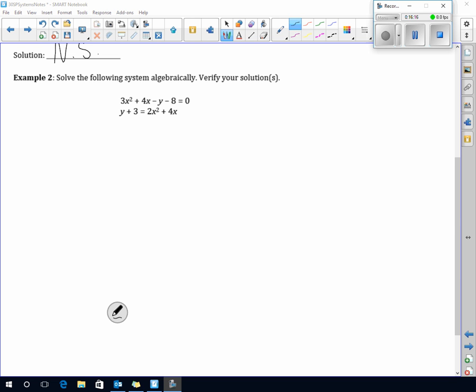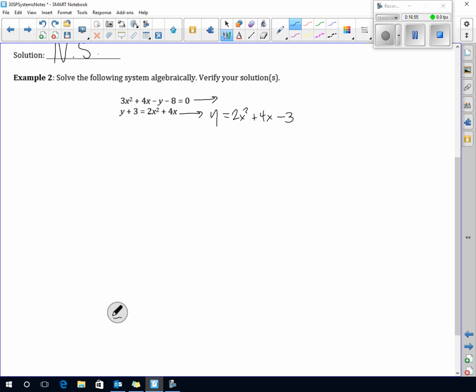So, how are we going to solve this? Which is the easiest thing to do here? Isolate y. Probably in this one, right? For both of them. Actually, I kind of like that thinking. Let's isolate y for both of them. So we get y equals 2x squared plus 4x minus 3. And I'm going to isolate y on this one. I'm moving the y over to the other side. So y equals 3x squared plus 4x minus 8. Does everybody see what I did?